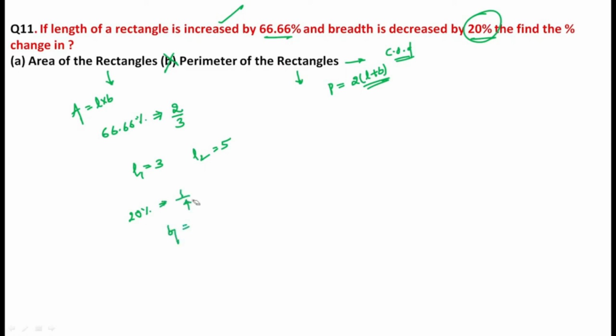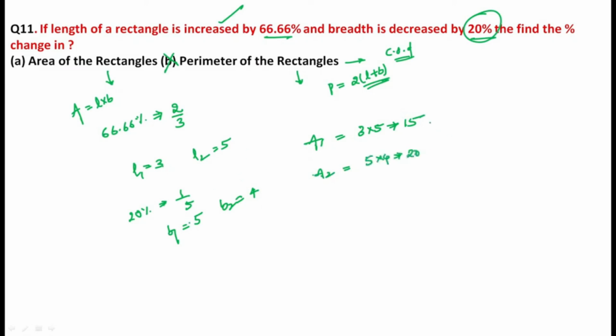And the B value, guys, it's 5. The breadth decreases by 1 unit, so it's 4. Now the initial area: 3 into 5 is equal to 15 units. Now the next area, it increases, guys. See, length into breadth, it's 5 into 4.